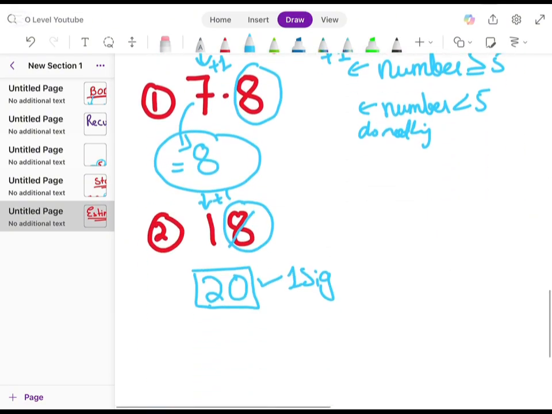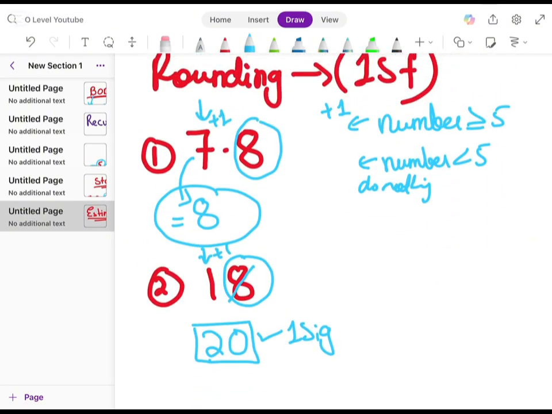Okay, so rounding off means the values are near to each other. It doesn't mean you will write just 2. Rounding off 18 will not give 2, it will be 20. We need to make one significant figure, that's why we write 20. Okay, so everything is clear.